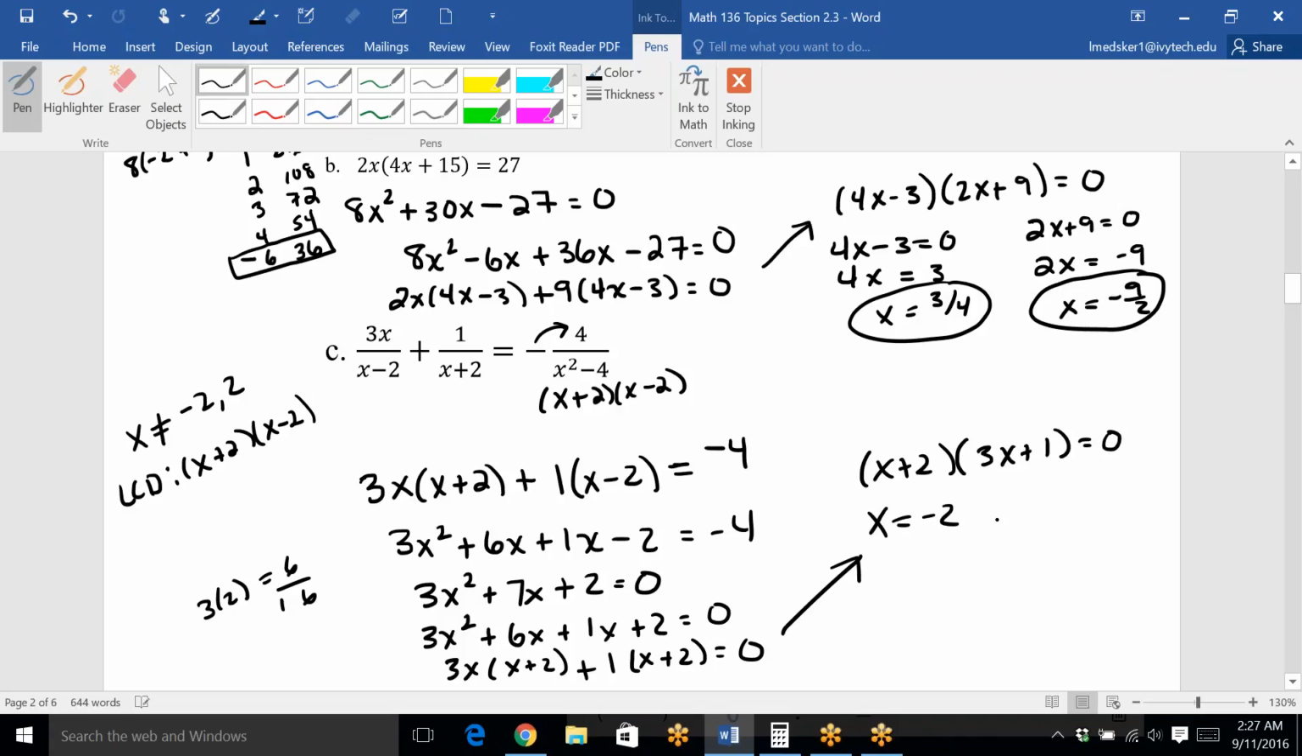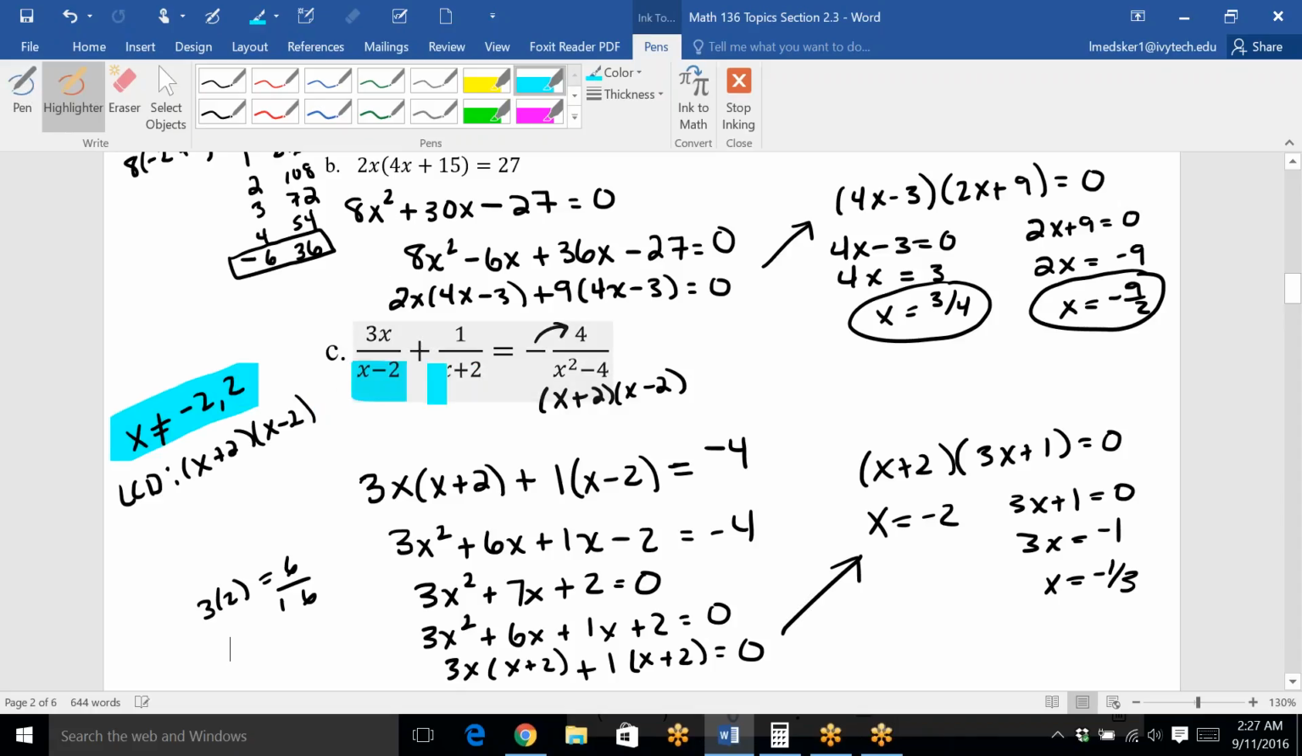Solve them, we get x equals negative 2. If you solve 3x plus 1, you get negative 1/3. Now, only one of these is a solution because remember what I pointed out at the very beginning? X could not be negative 2 or positive 2 because of all these denominators, okay? So the problem is that is not a valid solution. So the only solution, even though we solved everything and got 2 solutions, the only valid one is negative 1/3.